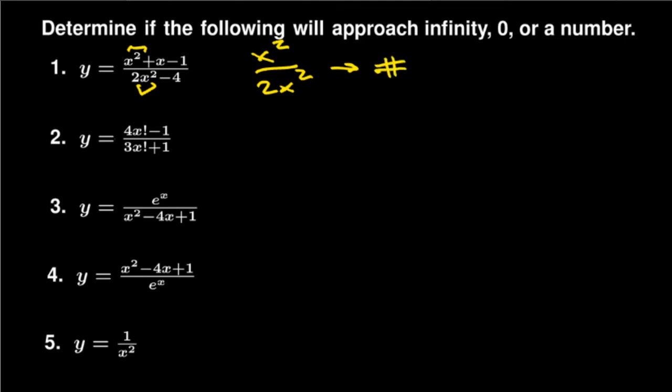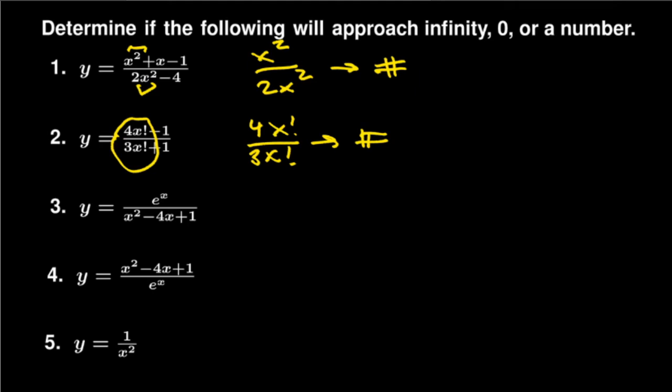How about here? We have those two. Are they the same type of growth? Yes. They're both factorials. So we essentially see that toward the infinities, this is going to approach a number.